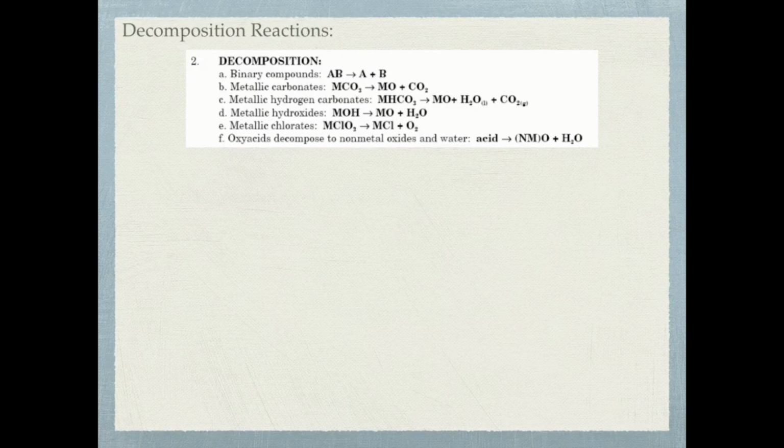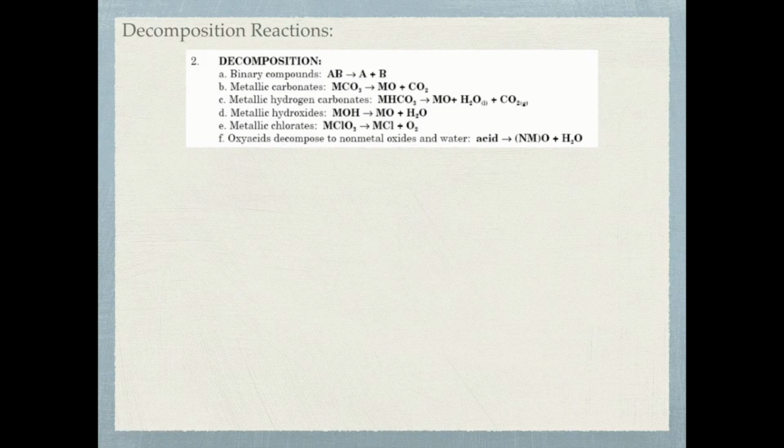For E, you've got a metal with chlorate, MClO3, and it's going to break apart into MCl and O2. And finally, if you have an acid, it's going to break apart into a nonmetal oxide and water. That's identical to your synthesis reaction. Again, just reverse. So 2A, 2D, and 2F you've already looked at. And so what I want you to do right now is highlight the compounds for which you're going to need to cross your charges.